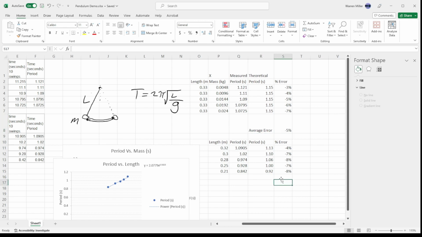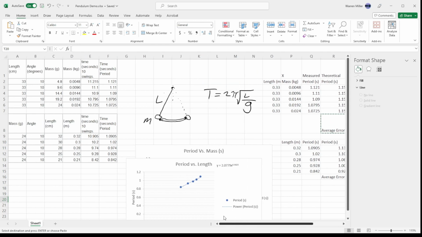And then for the period versus length trial, we'll just do the same. I'm just going to copy the one you did there and paste it right down there, and boom, that's now the average error for the period versus the length. Hopefully this was helpful and should give you everything you need to analyze the data from the pendulum lab.